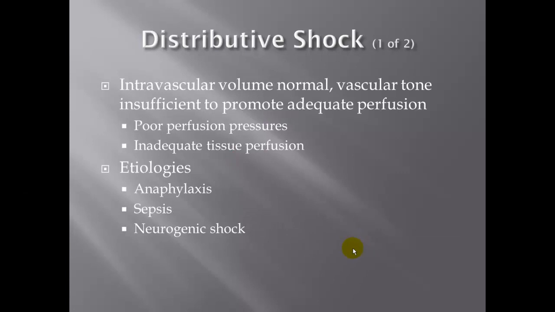In distributive shock, intravascular volume is normal. There is insufficient vascular tone to promote adequate perfusion, and this is all about the periphery. They do not have the ability to incite peripheral vasoconstriction. This causes poor perfusion pressures or inadequate tissue perfusion. Etiologies are anaphylaxis, from a histamine release; sepsis, from a battle ensuing between the bacteria and your white blood cells; and then neurogenic shock. This would be a high spinal cord injury above T12, which facilitates your inability to constrict your vessels.